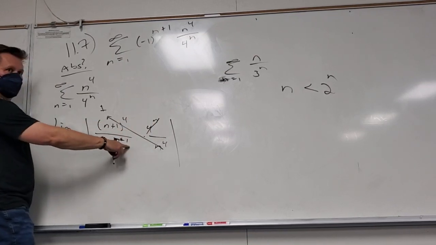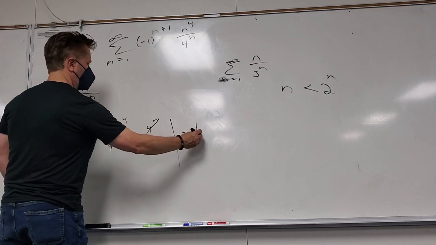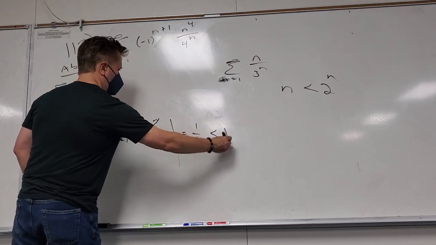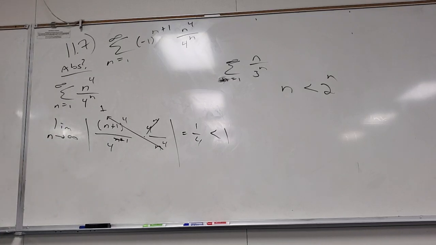Then you get 4 left over. So what's this? It's 1 over 4, which is less than 1, which means absolutely convergent. Kick ass.